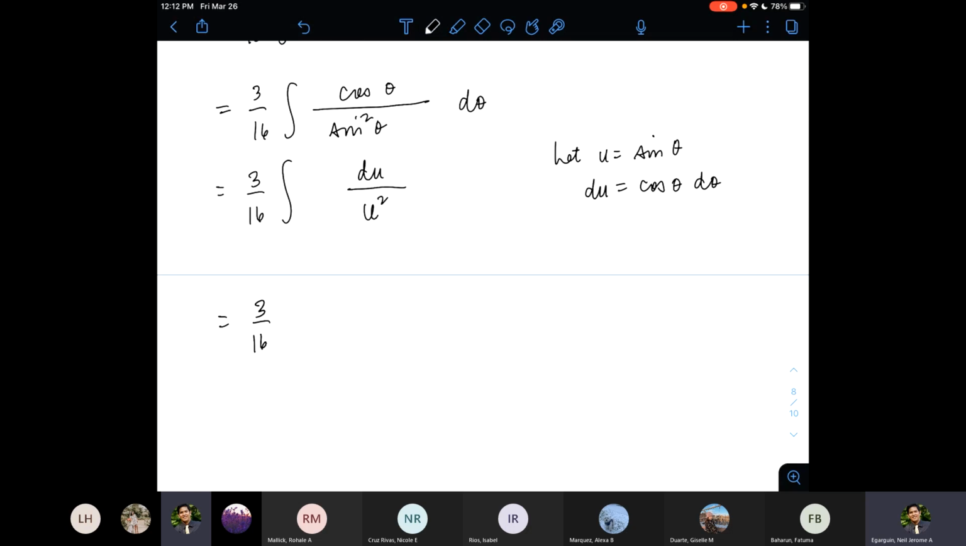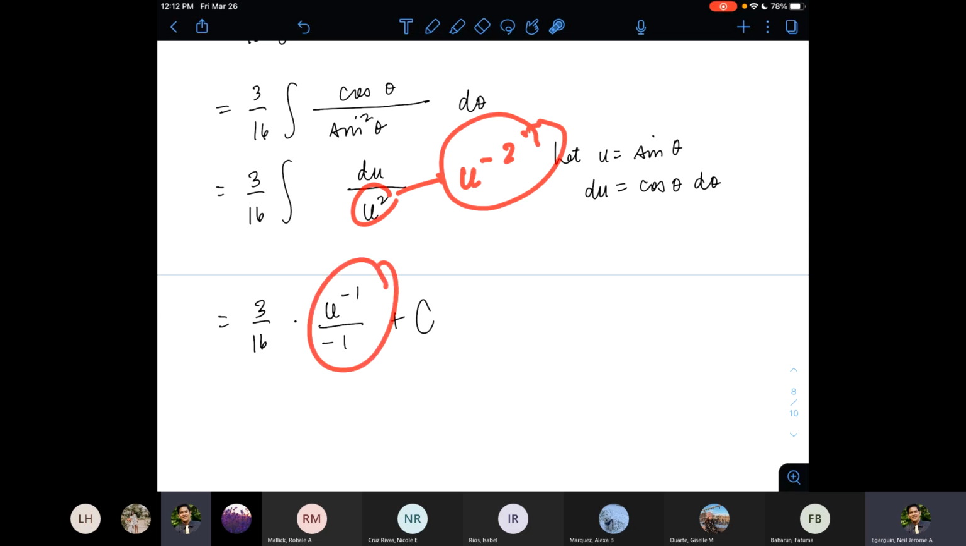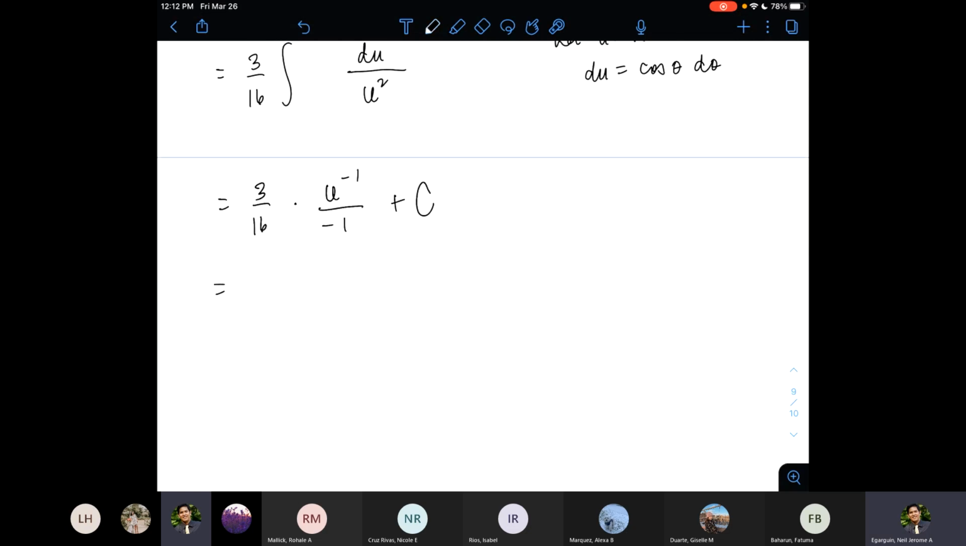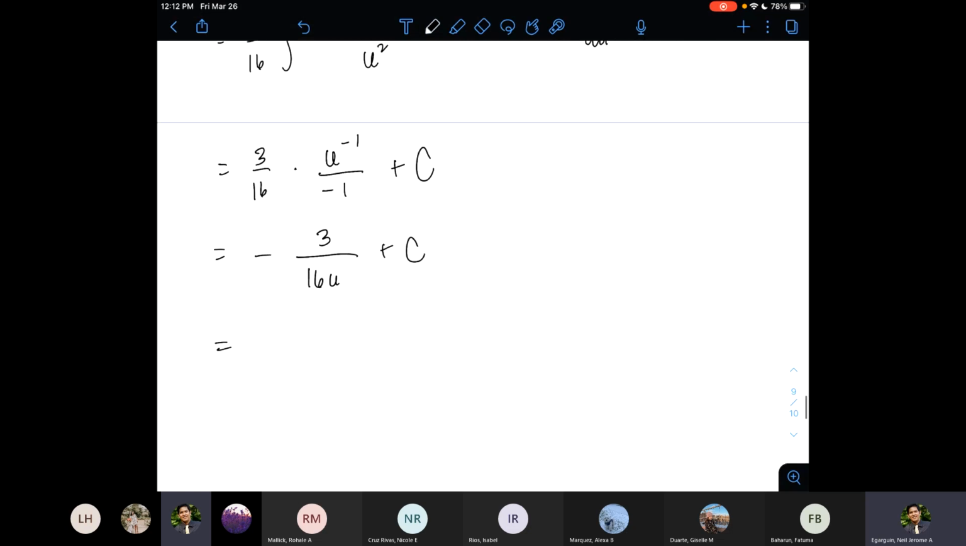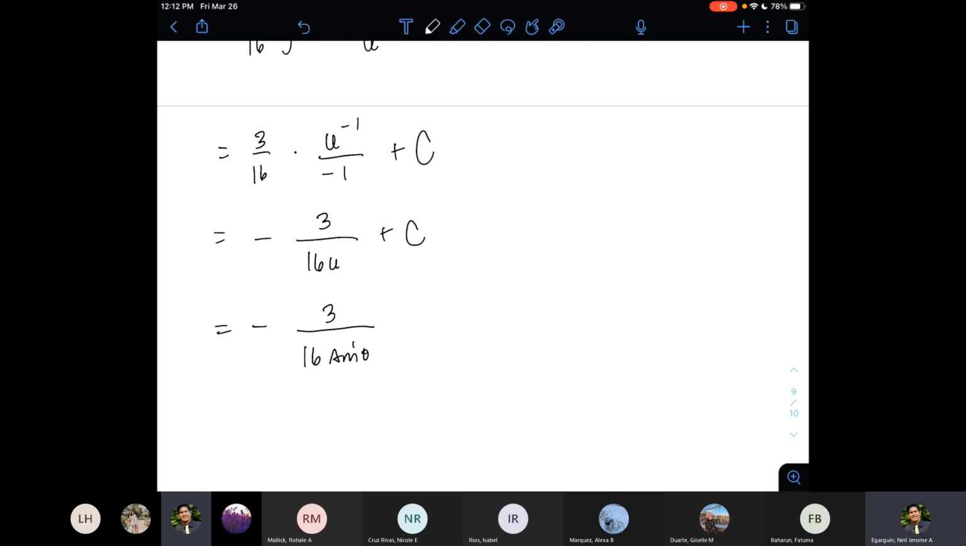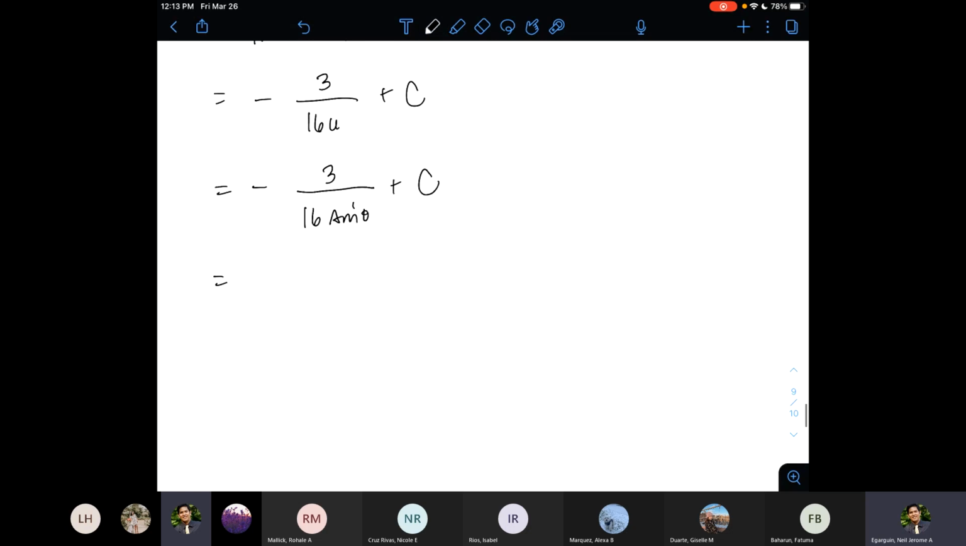So this is just 3 over 16 times u to the minus 1 over negative 1 plus the arbitrary constant c. Remember that u squared in the denominator can be written as u to the minus 2. Use the power rule for integrals. You're going to get u to the minus 1 over minus 1. Okay? Or you can rewrite it as minus 3 over 16u plus c. And then we revert to the theta variable. U is sine theta plus c. Or I can say, oh, this is minus 3 over 16 of cosecant theta plus c.